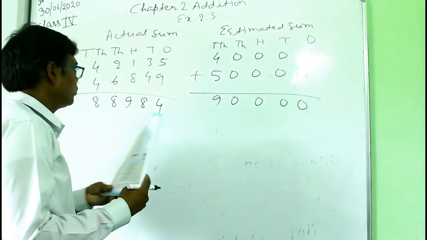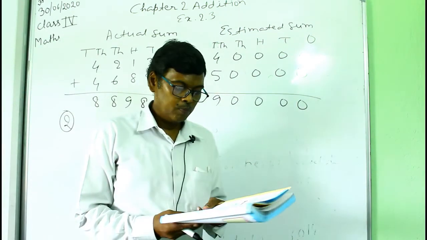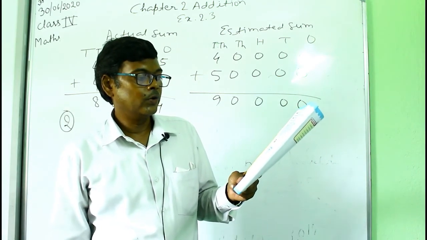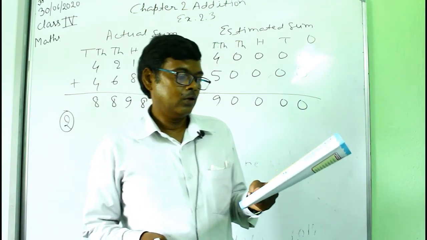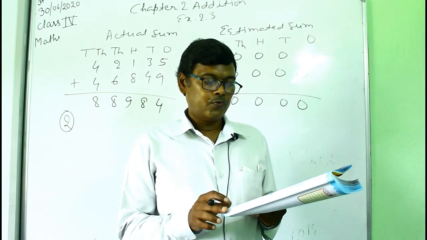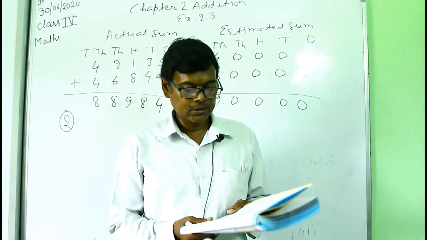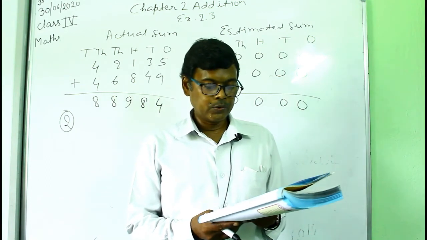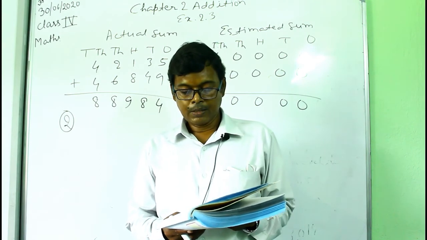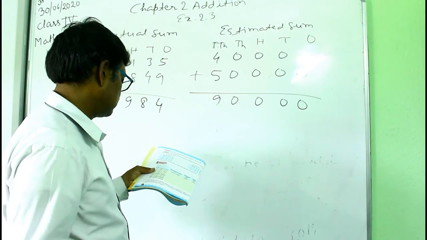So in this question number 2, a petrol pump sold 3,730 liters of petrol in day one, okay, day one, and 2531 liters of petrol in day two, and 5368 liters of petrol in day three. Estimate the total number of liters of petrol the pump sold in 3 days. Okay, so find out the estimate.